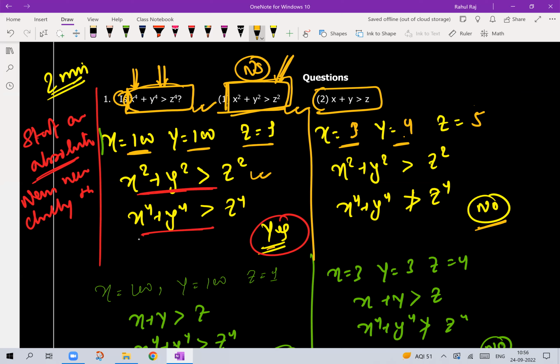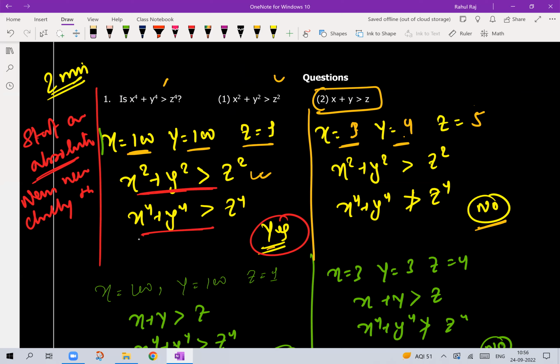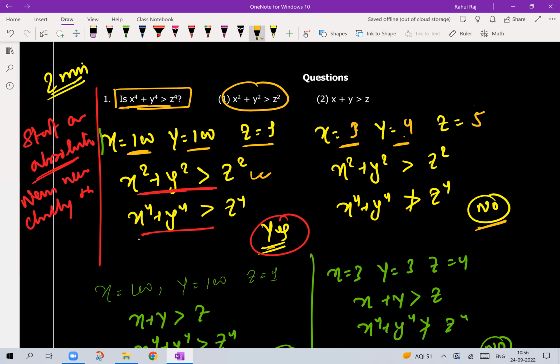The question was pretty simple. Is x to the power 4 plus y to the power 4 greater than z to the power 4? But please understand how you are supposed to tell this, Sanchi. How are you supposed to say whether x to the power 4 plus y to the power 4 is greater than z to the power 4 or not? You need to tell this with the help of statement number 1.